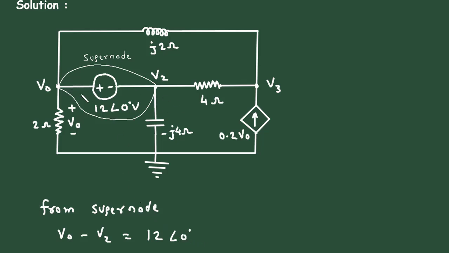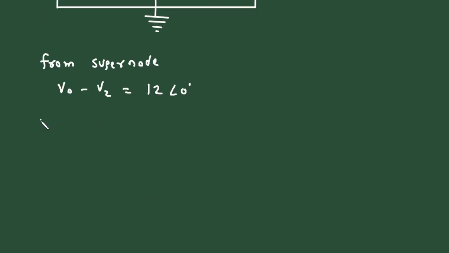Now let's assume the direction of current. So let's say this current is current I1, this current is current I2, this current is I3, and this current is I4. Now what we will do? We will apply KCL at this supernode.